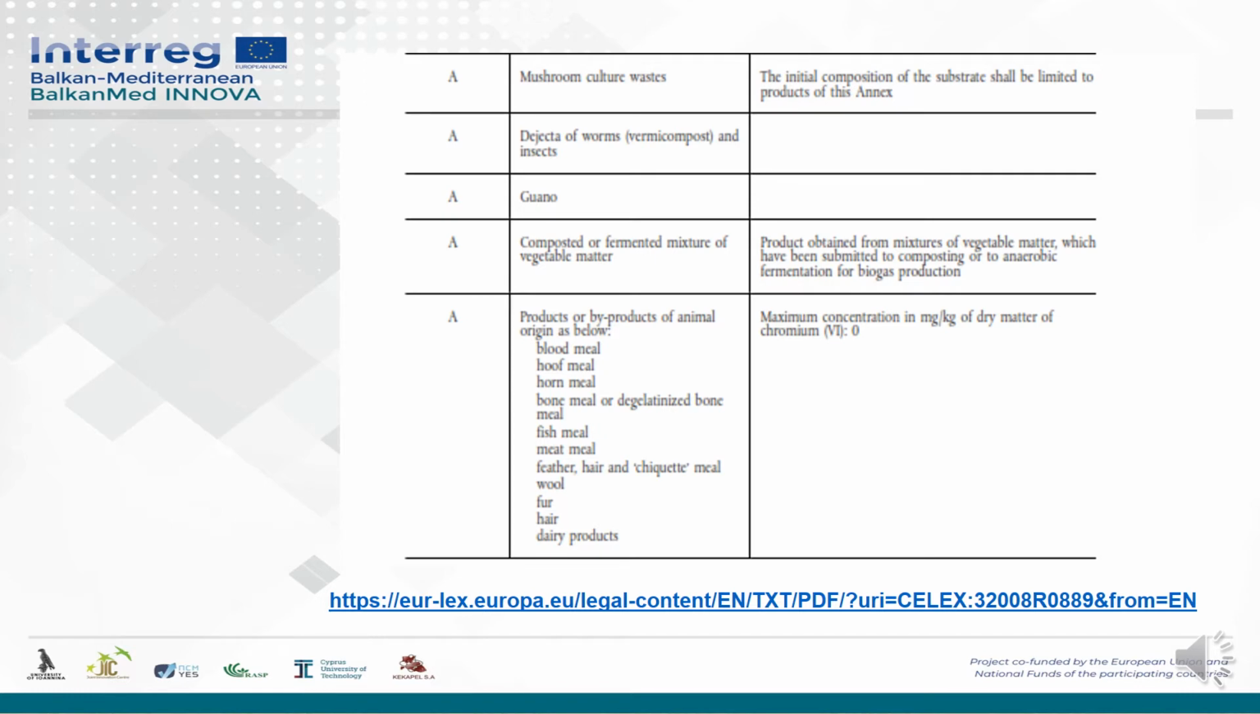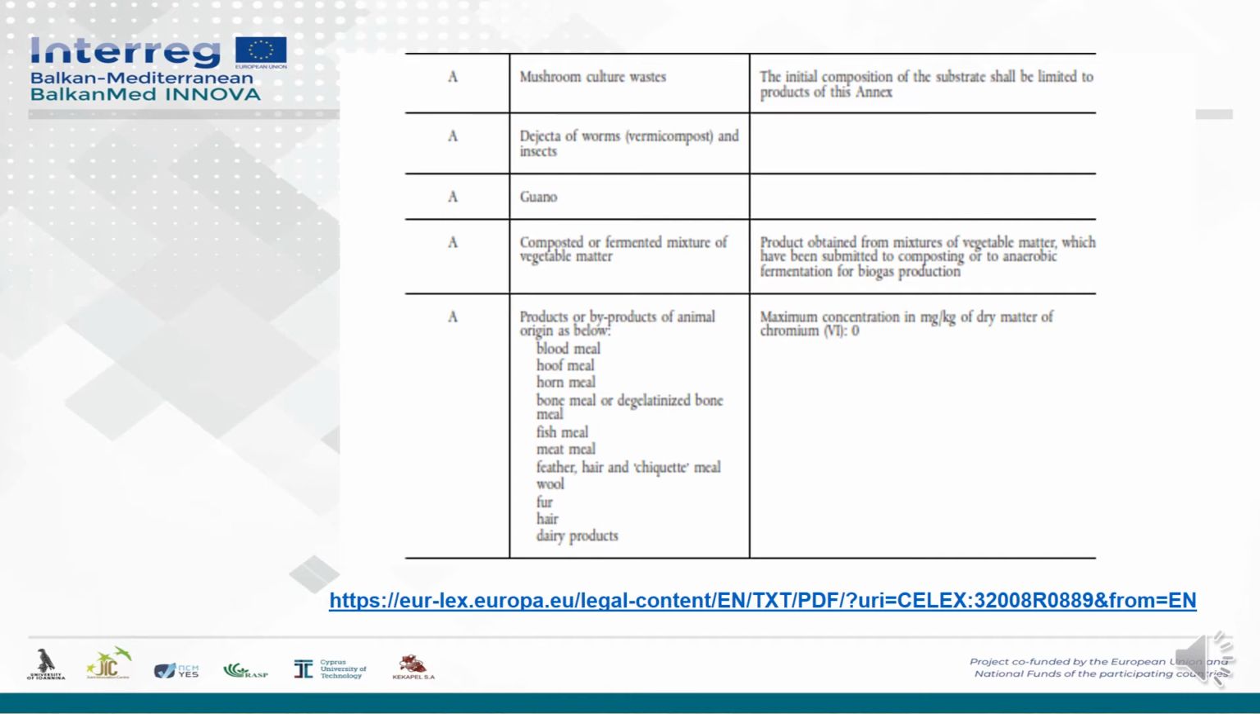Continue with fertilizers and conditioners allowed, including the positive list. Mushroom culture waste. The initial composition of the substrate shall be limited to products of this annex. Dejecta of worms or vermicompost and insects. Guano, composted or fermented mixture of vegetable matter, product obtained from a mixture of vegetable matter which has been submitted to composting or to anaerobic fermentation for biogas production.